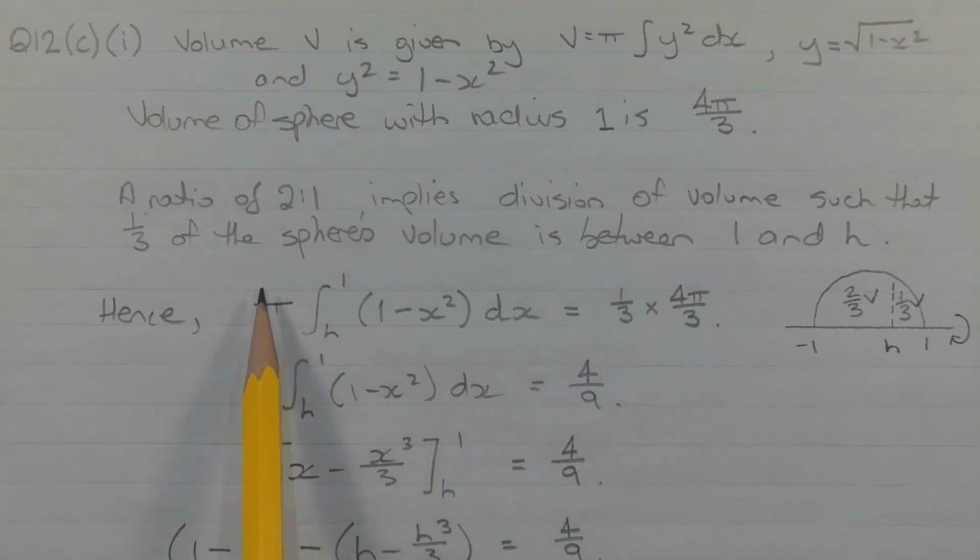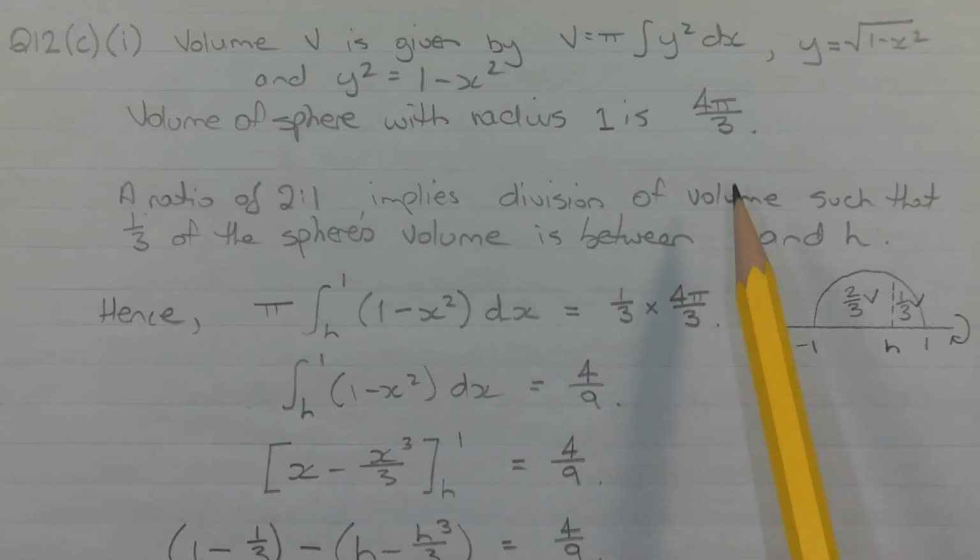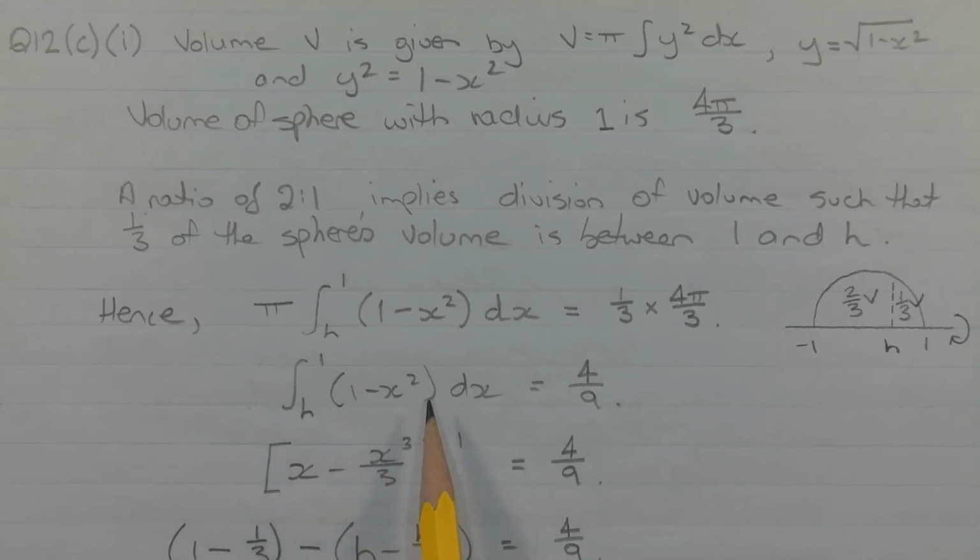So pi times the integral of 1 minus x squared dx from x equals h to x equals 1 is equal to 1 over 3 times 4 pi over 3. In other words, we're getting 1/3 of the volume here, which is equal to 1/3 of the volume of a sphere of radius 1 unit. And that's what we found up here. Now we can divide both sides by pi, and with a little bit of simplification on the right hand side, we get the integral of 1 minus x squared dx from x equals h to x equals 1 equals 4 over 9.